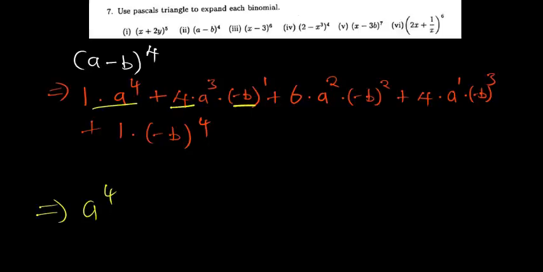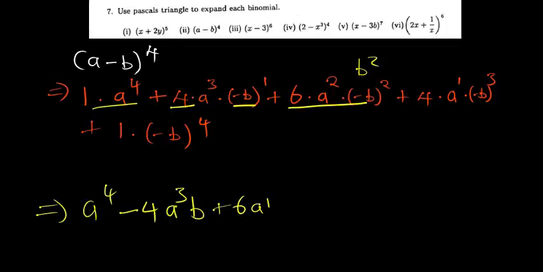So when we have a negative b raised to the power 1, it will remain a negative, so we're going to have negative 4 a cubed b. And the b itself, here it's the power 2, so it will become positive b squared, so it will be 6a squared b squared, and then we have got 4. Since that is raised to the power 3 and it's a negative, it remains a negative, so negative 4 a b to the power 3.